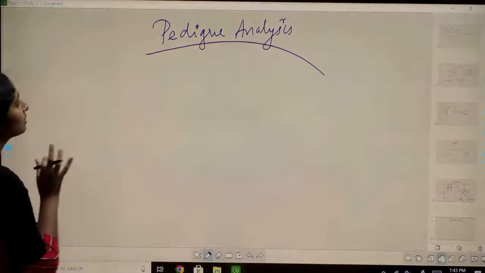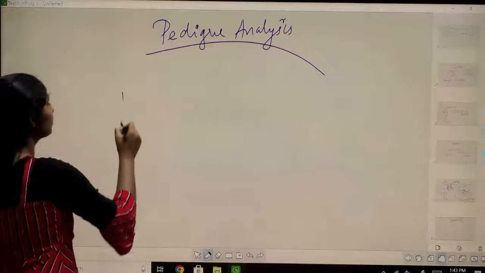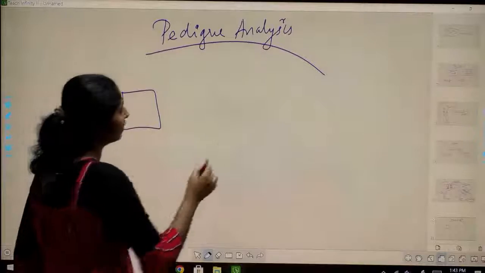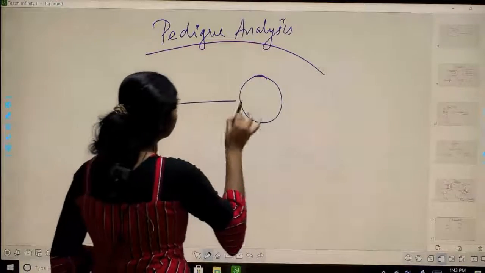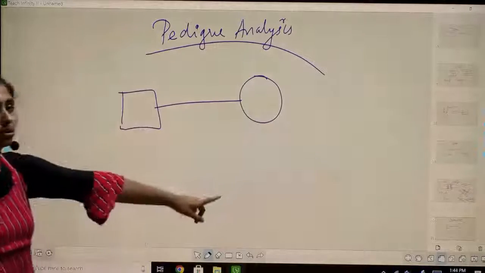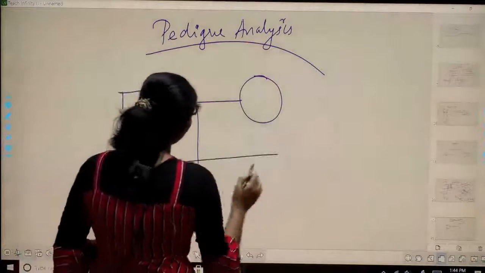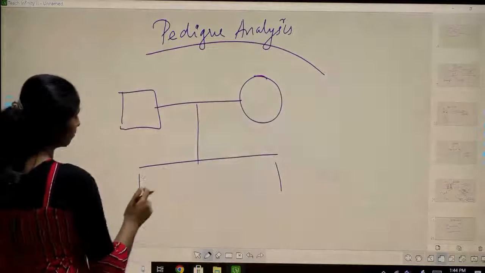So there are certain symbols that we use in case of pedigree analysis. The males are usually represented with a square, whereas the females are represented with a circle, and a mating between both is represented by a line drawn horizontally connecting both of them. Progeny are denoted by drawing a vertical line connecting to the progeny.